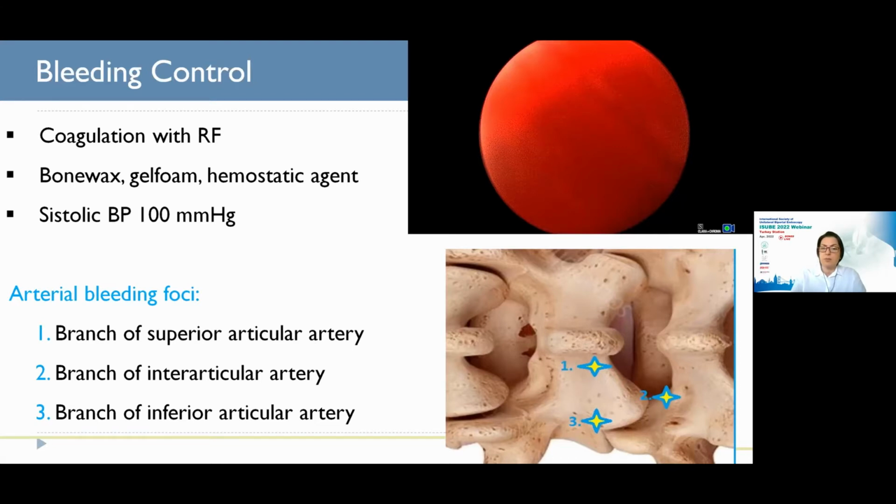Systolic blood pressure must be 100 millimeters of mercury. And for the resistant bleedings, we should keep in mind that turning off the irrigation and waiting for 2 to 3 minutes will provide a spontaneous clotting.